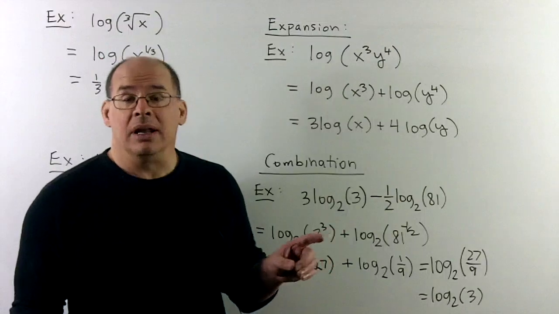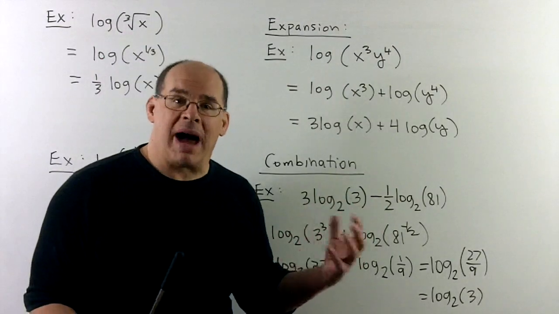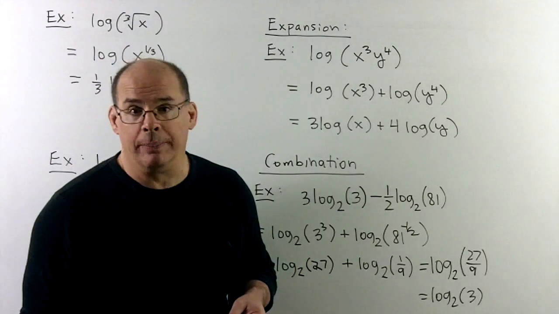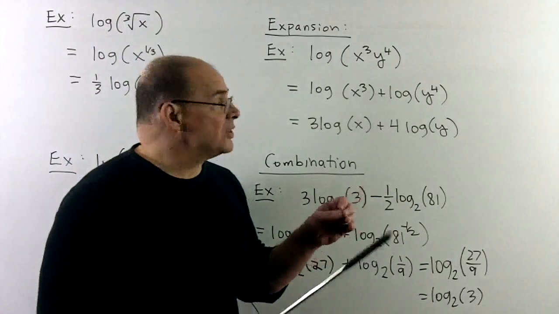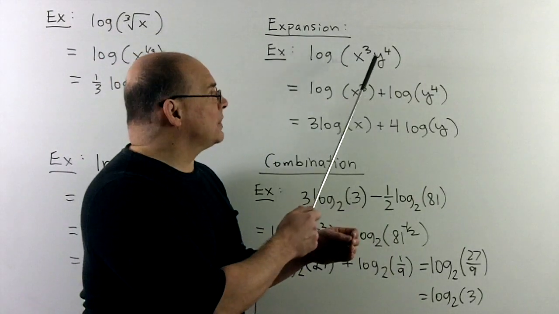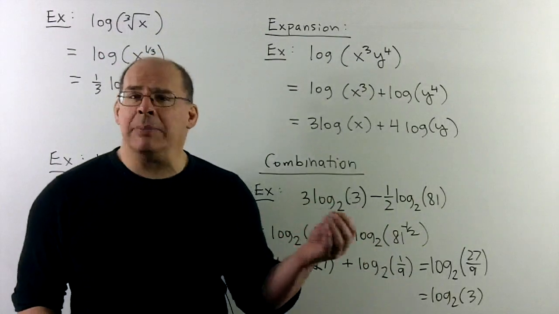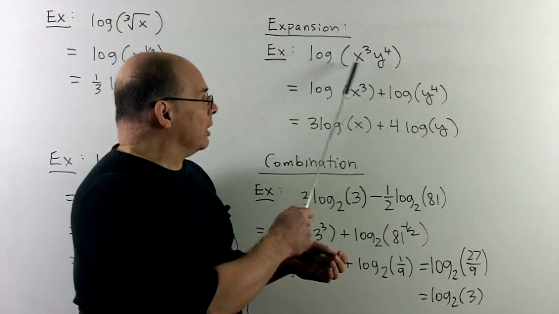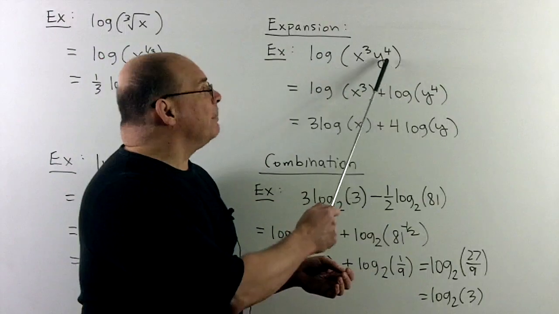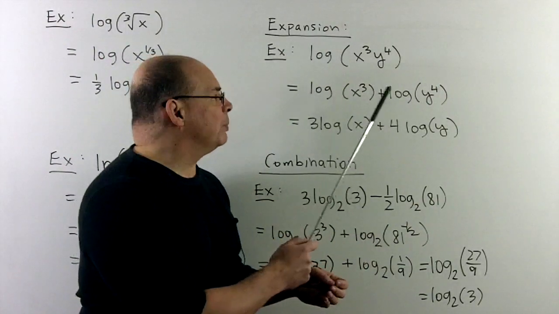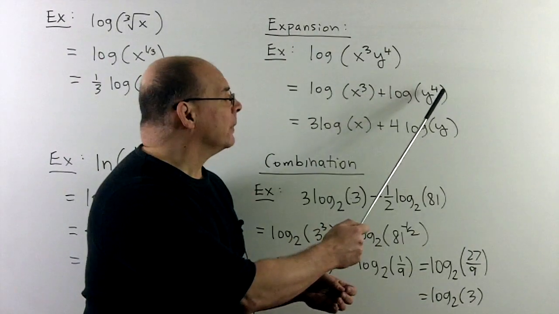Now, next level up, we want to start combining rules. So here we're going to combine the product rule with the power rule. First thing we have, let's take log of x cubed times y to the 4. Again, base 10, but we're not going to need it, so I'll just leave it off. What can we do? We have a product on the inside, so we can write that as a sum of logs. So we'll get log of x cubed plus log of y to the 4.